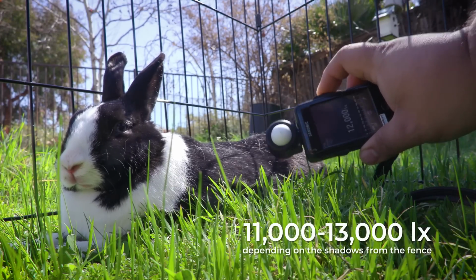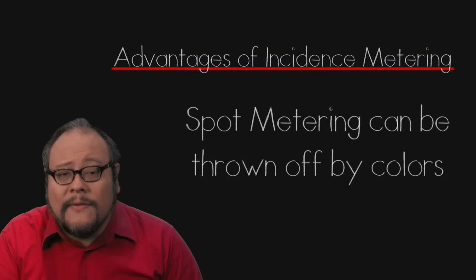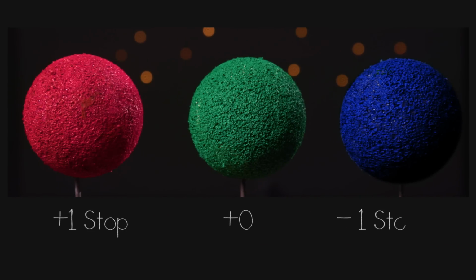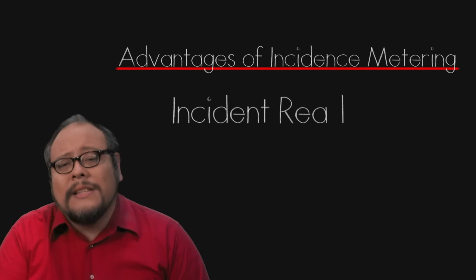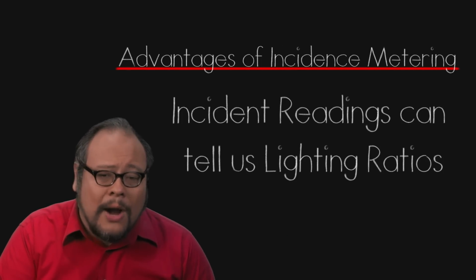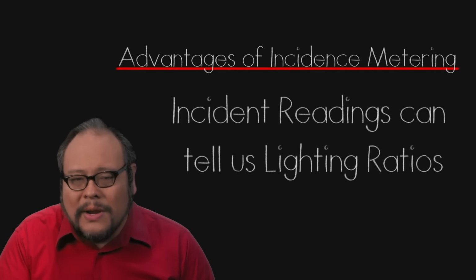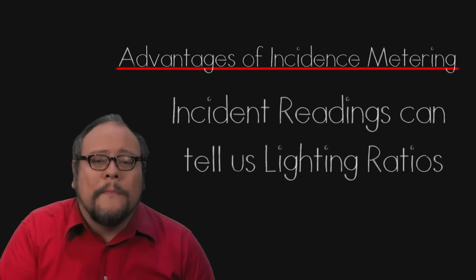Spot meters can also be thrown off by colors. Here are three different colored spheres, each one with a slightly different spot reading, even though the lighting remains pretty much even on all three spheres. Furthermore, incident readings are useful for determining lighting ratios and judging the power of one light to another light. We'll cover this concept in greater detail in a future video.